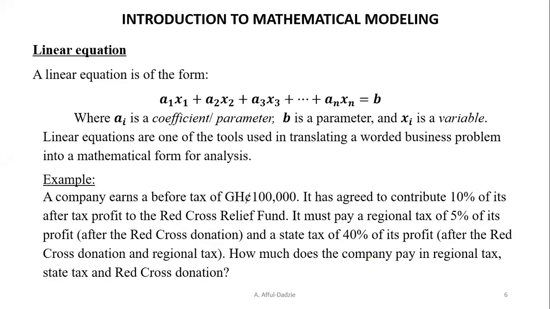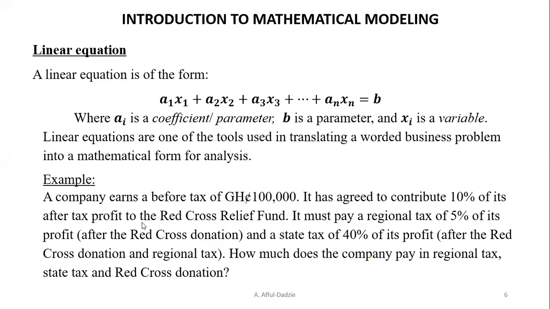All right, so a typical linear equation looks like this: the decision variable and its coefficient, plus whatever number, equals a parameter. All right, so equal to a parameter.